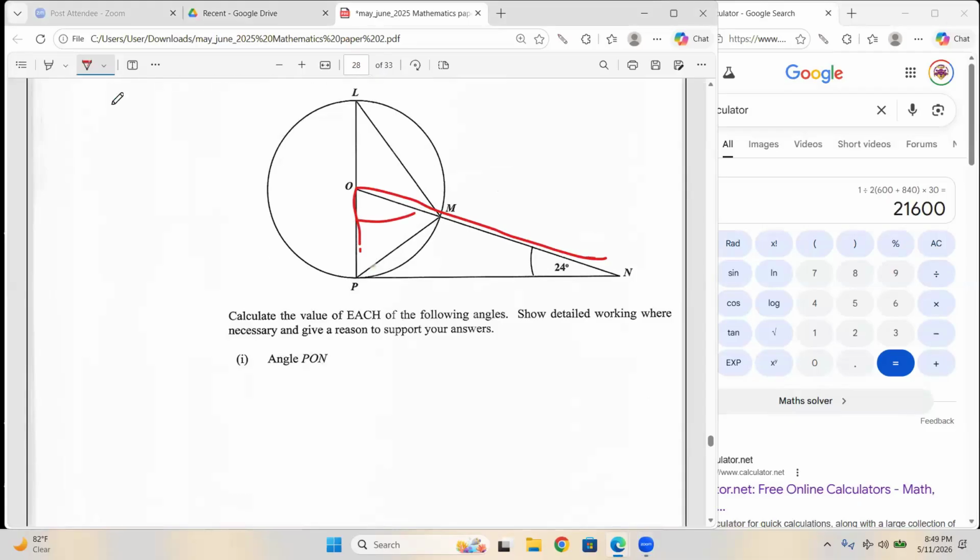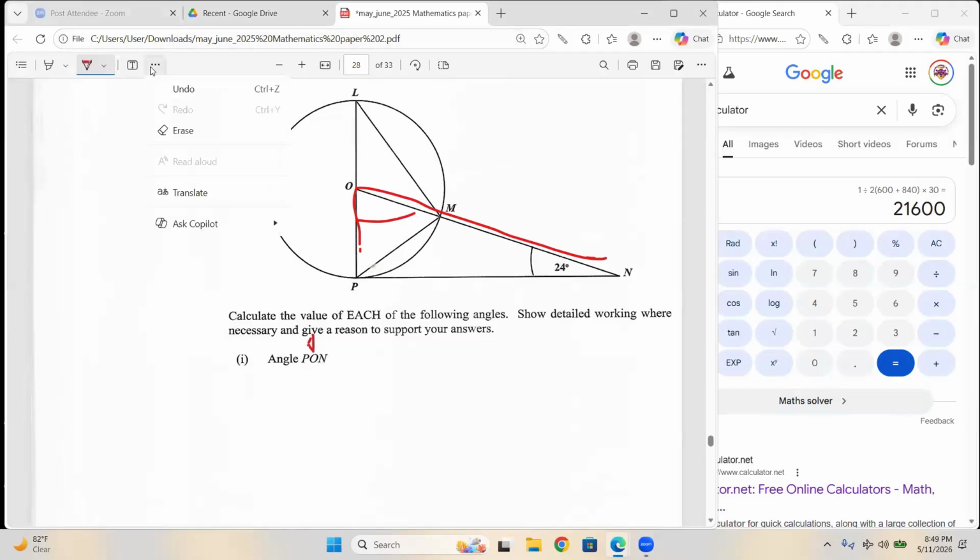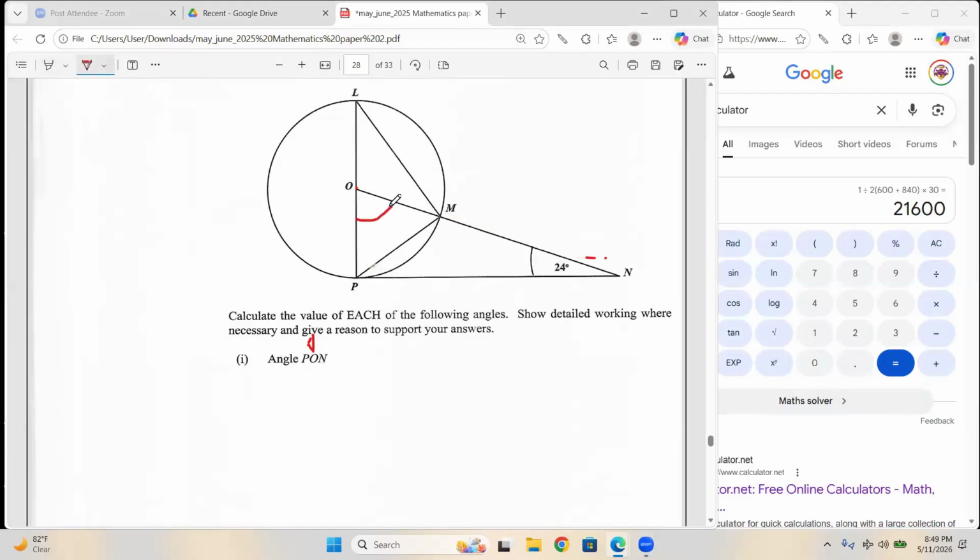Angle POM, angle at O. Remember, we always look for the angle at the middle letter. What do we have here? This falls within a triangular shape, so I will look at the triangle first and see. Ah, perfecto.